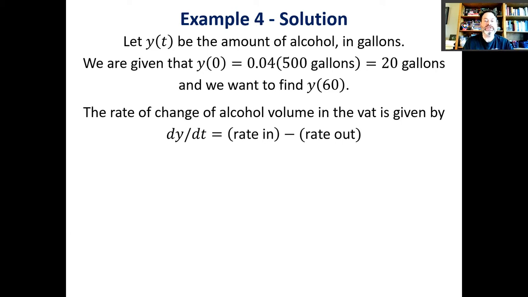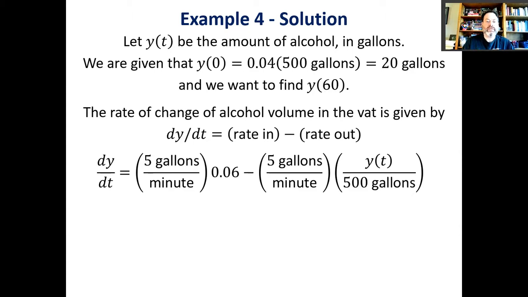So the rate of change of alcohol volume in the vat is given by the derivative, right? Y is the amount of alcohol, t is time, and it's a positive number. The rate in is adding alcohol, and the rate out is removing alcohol. And so we just build an equation. So how fast is the alcohol coming in? Well, it's coming in at 5 gallons a minute, and it's 6% coming in.